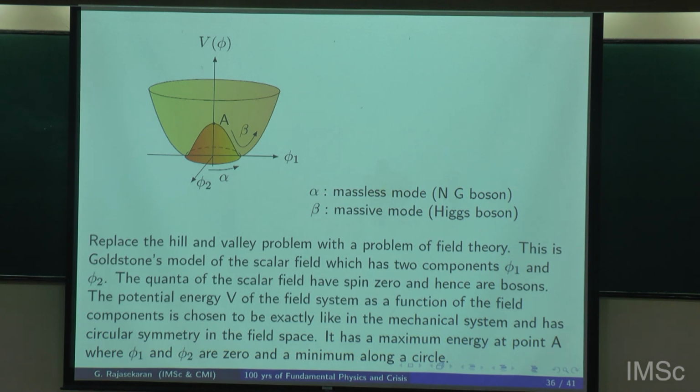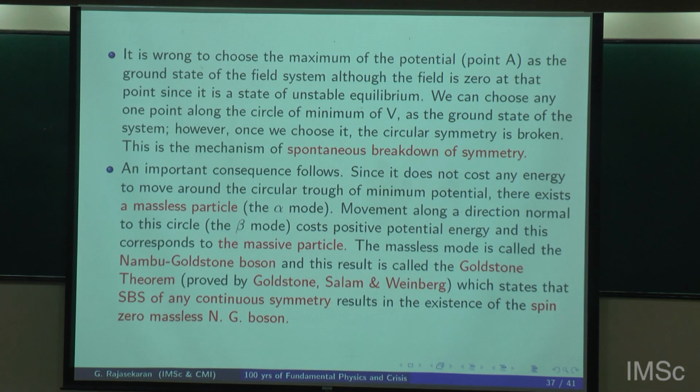It has a maximum energy at point A, the top of the hill, where phi 1 and phi 2 are 0, and a minimum along the circle. It is wrong to choose the maximum of the potential, namely the point A, as the ground state of the field system, although the field is 0 at that point, since it is a state of unstable equilibrium, exactly like in the mechanical example. We can choose any one point along the circle of minimum B as the ground state of the system. However, once we choose it, the circular symmetry is broken. This is the mechanism of SBS, spontaneous breakdown of symmetry.